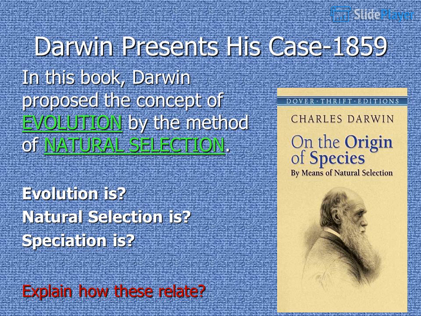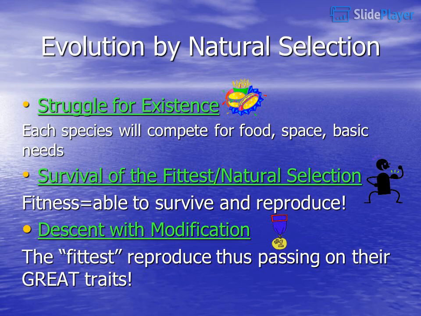Darwin presents his case. 1859. In this book, Darwin proposed the concept of evolution by the method of natural selection. Evolution is? Natural selection is? Speciation is? Explain how these relate. Evolution by natural selection.